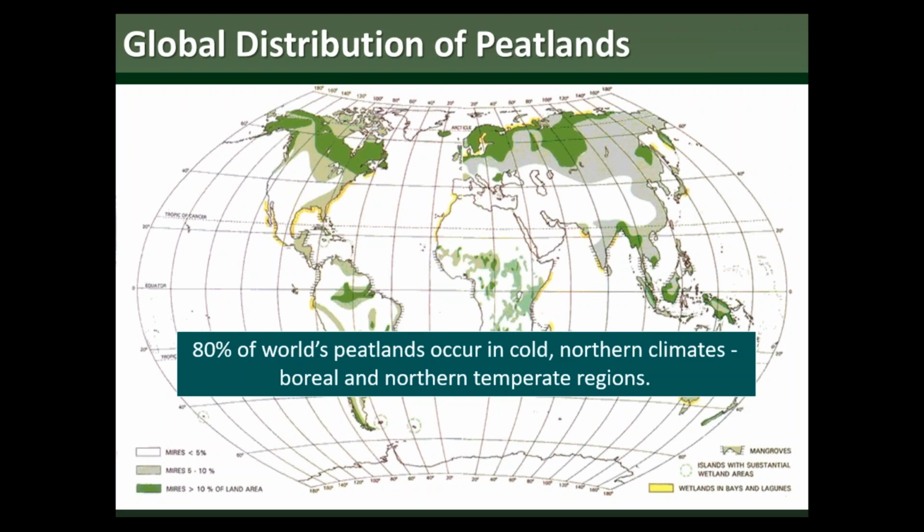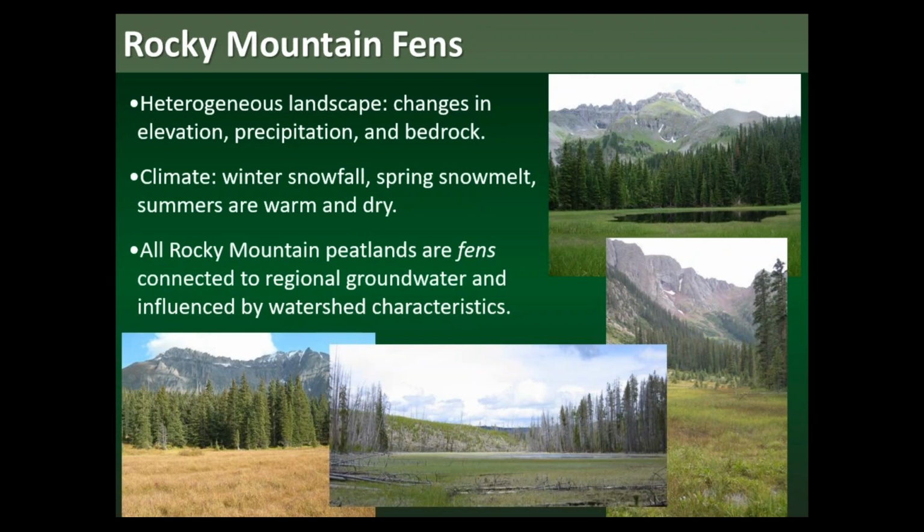Globally, the vast majority of peatlands occur in cold northern climates, such as the boreal zone and far northern temperate areas: Siberia, northern Europe, Canada, and Alaska. But peatlands can and do form in cold mountainous areas at lower latitudes. In contrast to peatlands in boreal regions, where the topography is generally unconstrained and summers are cool and wet, the Rocky Mountain landscape is highly heterogeneous, with pronounced changes in elevation, precipitation, and bedrock across short distances. Rocky Mountain climate is also dominated by heavy winter snowfall and spring snowmelt, but our summers are warm and dry. As mentioned before, all Rocky Mountain peatlands are fens, connected to regional groundwater and potentially influenced by watershed characteristics.